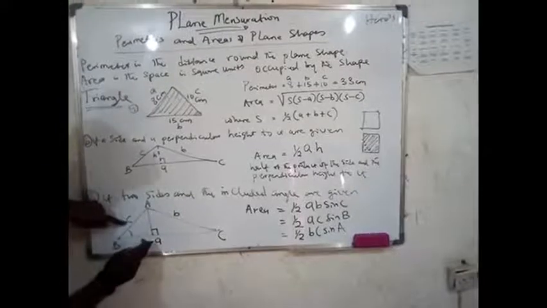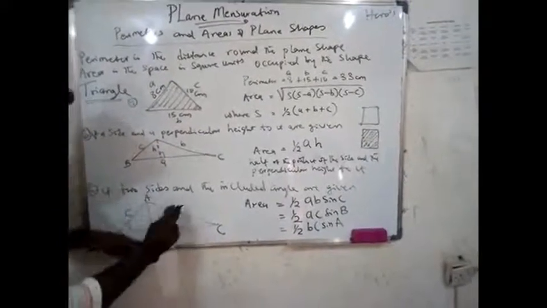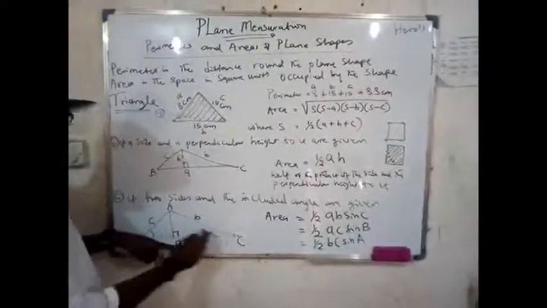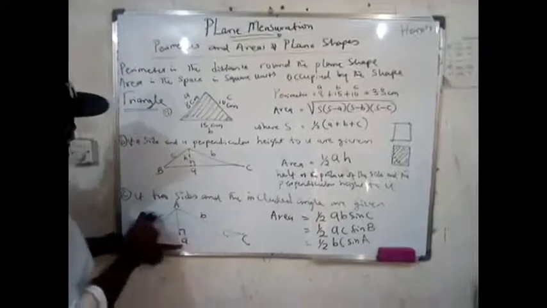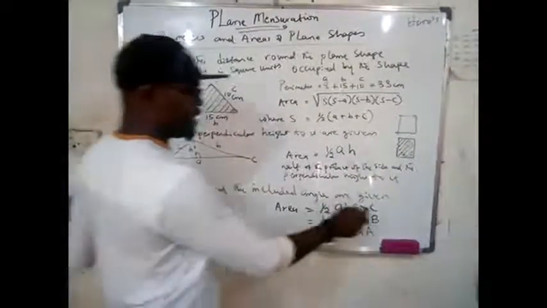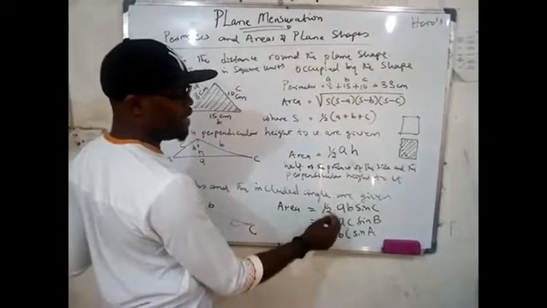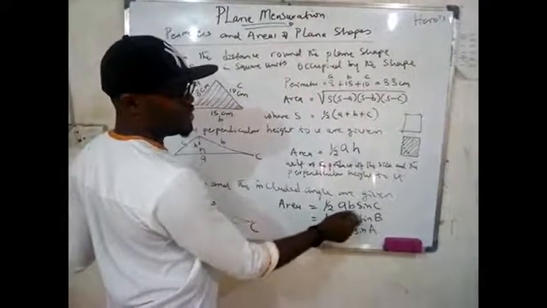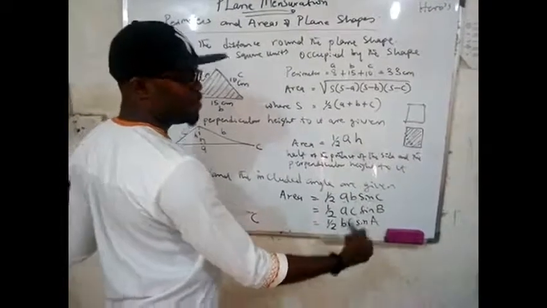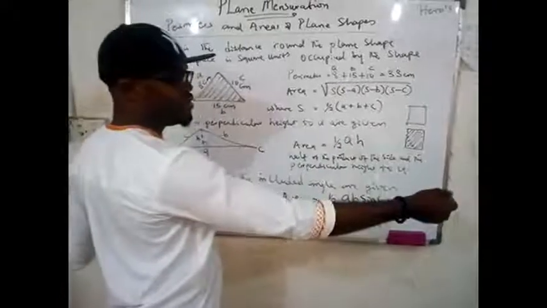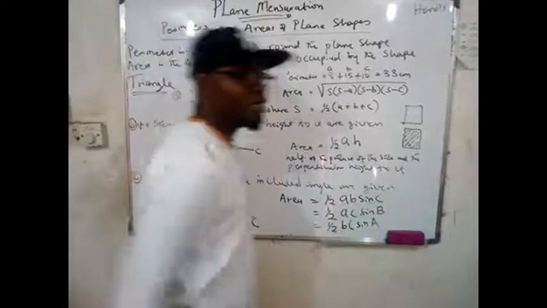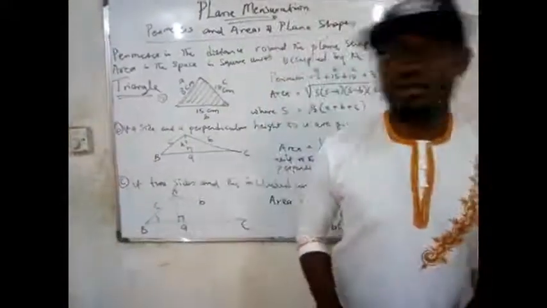Is that clear? If you are given A and B, you say half AB sine C, the angle between A and B, or the angle facing the opposite side that you are not given. That's the formula. So whichever ones you're given, just know that you're saying half the product of the two sides given times sine of the angle in between them, that is, the angle opposite the side that is not given. Is that clear? So you check that.